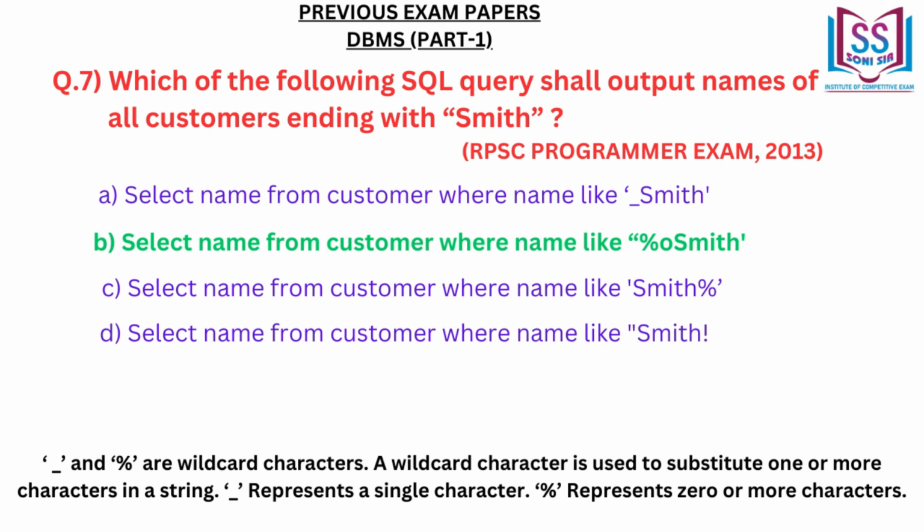Underscore and percentage are wildcard characters. A wildcard character is used to substitute one or more characters in a string. Underscore represents a single character. Percentage represents 0 or more characters.